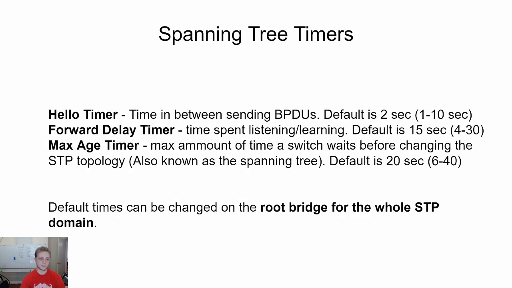So for some of our timers, we have a hello timer, which is the time between sending BPDUs. The default is 2 seconds. We can set it anywhere between 1 and 10 seconds. The default being 2 seconds, I find just fine in most situations. Our forward delay timer is the time spent listening and learning. The default is 15 seconds, and it can be set anywhere from 4 to 30 seconds.